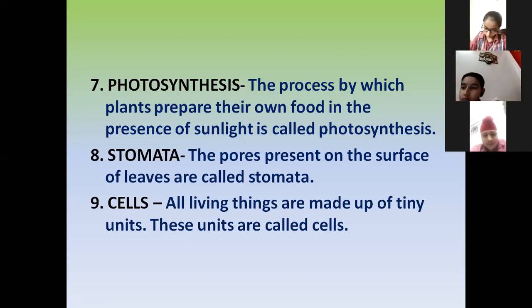Cells. All living things are made up of tiny units. These units are called cells. Our bodies, whether plants, animals or birds, anything which is living is made up of tiny units, the smallest unit, and that unit is called a cell. All living things are made up of tiny units called cells.